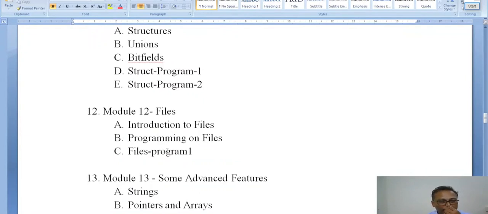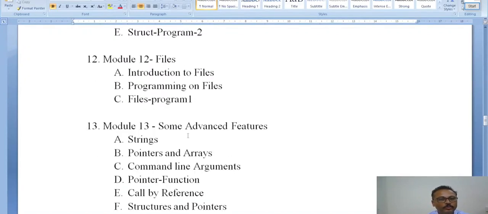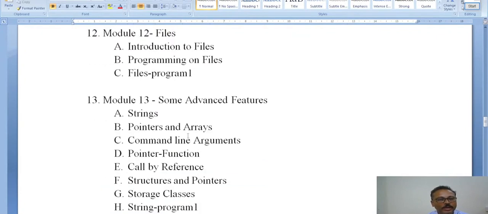So everything you use is a file. This is a file, a word file. Your program is a source file. Your compiler is a file. Everything is in files. Now, what are files? How do you use files? How do you store the data in files? How do you manipulate the data in the files? How do you transfer the data to the files? That we'll study as part of files.